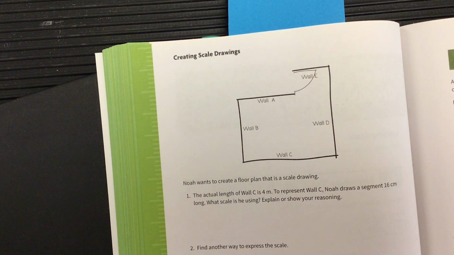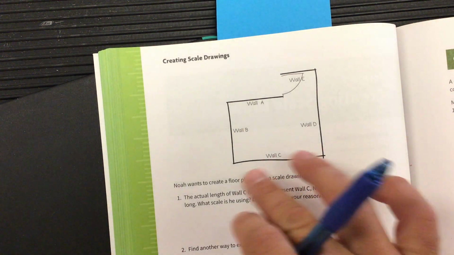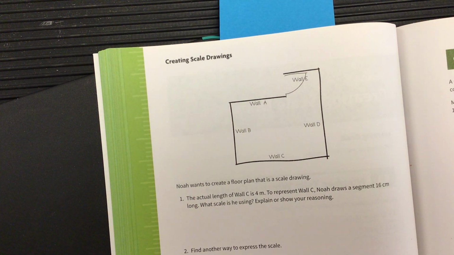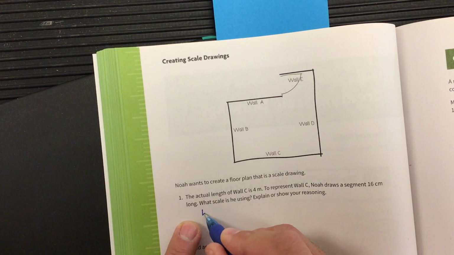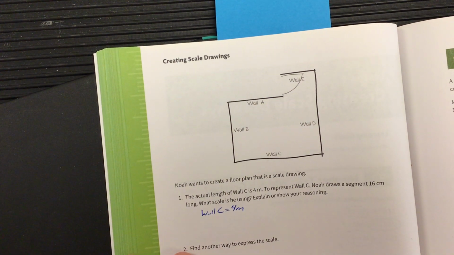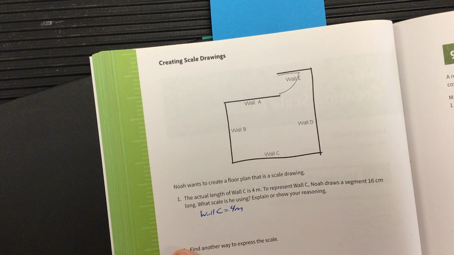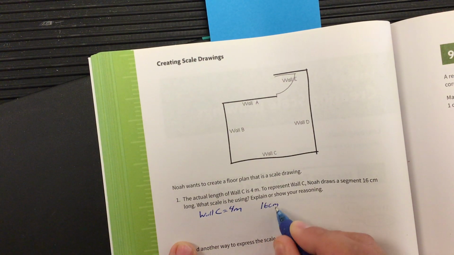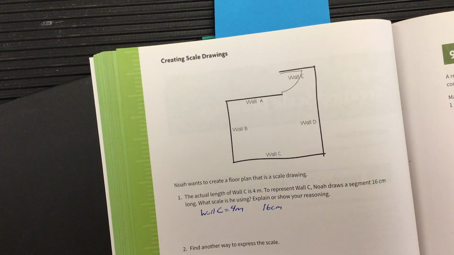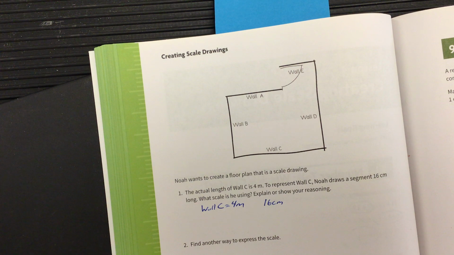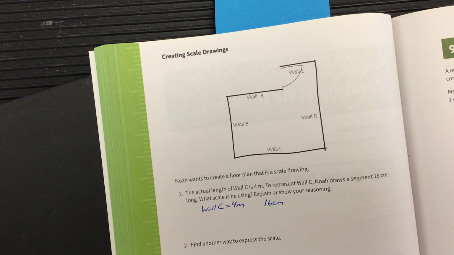It says Noah wants to create an actual floor plan based on an actual scale drawing, so not to have a sketch anymore. The actual length of wall C is 4 meters. Okay? So wall C, we need it to represent 4 meters in real life. So Noah takes a ruler on his drawing and makes it 16 centimeters. So what scale, remember scale, all those times that we've done scale, what scale is he using?